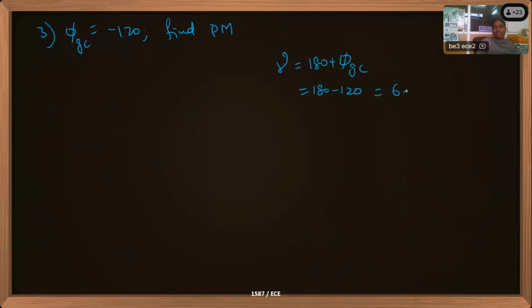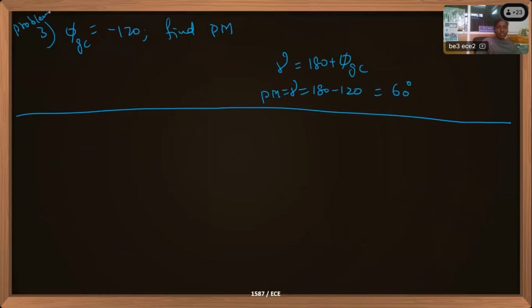Now coming to the next possible question. They may give you the phi gc value. Let phi gc be 120. Find the phase margin. You know the phase margin formula is 180 plus phi gc. So 180 minus 120, and now 60 degrees is the phase margin. So this is another model problem. With this, frequency domain specifications are completed.